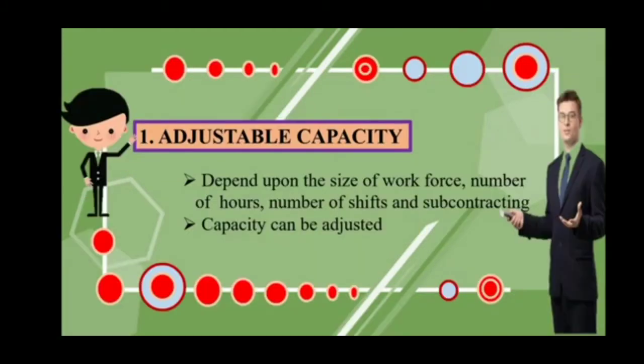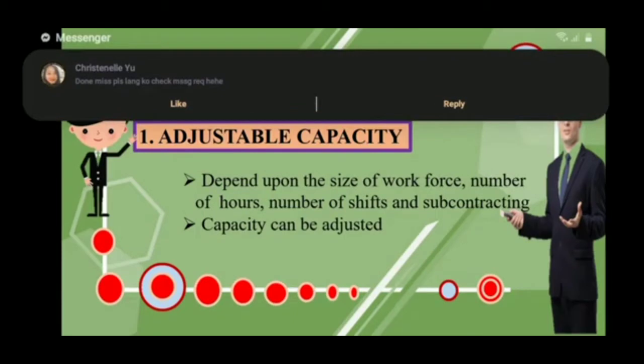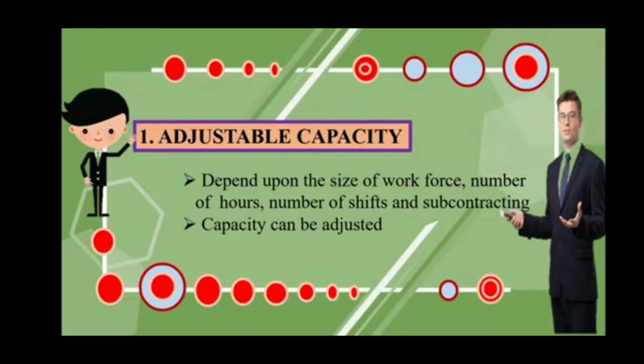Adjustable capacity. From the word itself, adjustable. It is to adjust the capacity of the process against the load, which cannot be handled only by equalizing the load, such as loading and leveling. In adjustable capacity, the capacity for each period is set according to the standard capacity, maximum capacity, and the accumulation of the capacity. But it will depend upon the size of the workforce, number of hours, number of shifts, and subcontracting. To simply say, the capacity that can be adjusted.